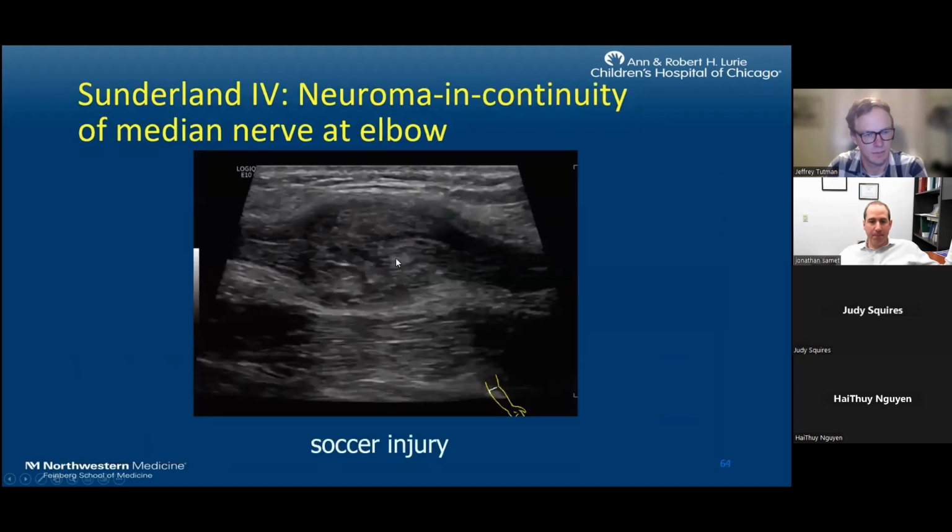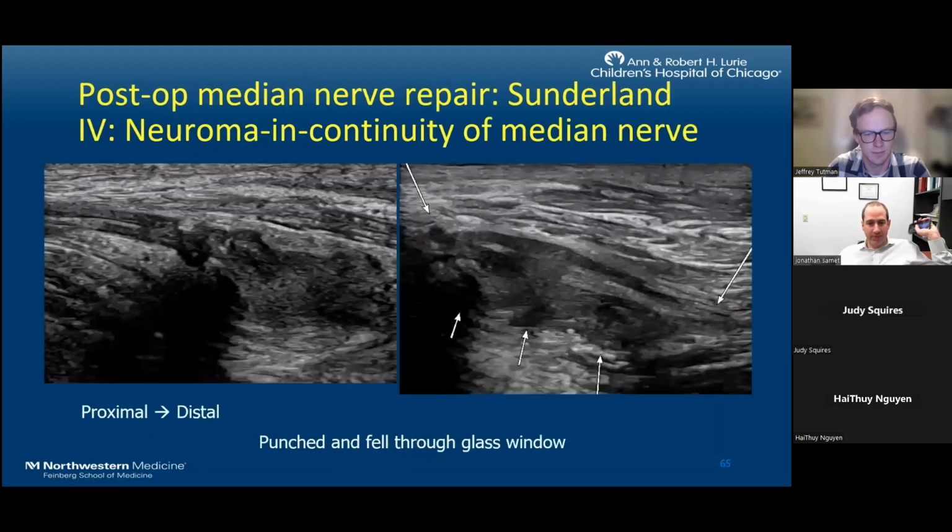And this was that case I showed you before with the neuroma, and this is in comparison to the other side. Here's another neuroma in continuity. This patient had a soccer injury. This is the median nerve at the elbow. See this focal nodular fusiform enlargement. If you see that, that's more than a low-grade injury. That's a high-grade injury. Needs surgery.